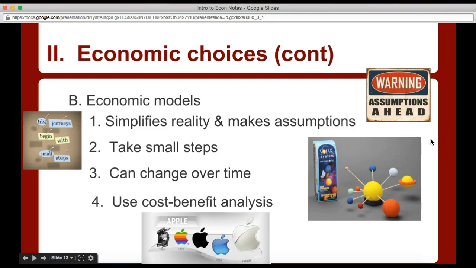And then lastly, economic models are going to use cost-benefit analysis. Just like we talked about in the last video with the idea of marginal benefit and marginal cost, in economic models we're going to be able to talk about costs and benefits. What's the cost of choosing to go here, but what's the benefit? So what you will find is that our first economic model, talked about in the next video, is going to be the production possibilities curve. We'll have more economic models later on down the road.